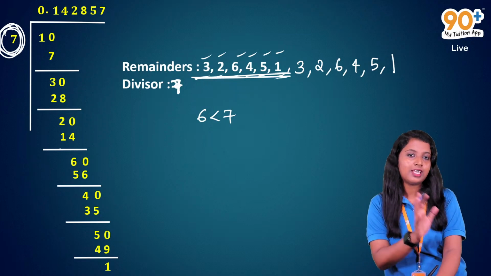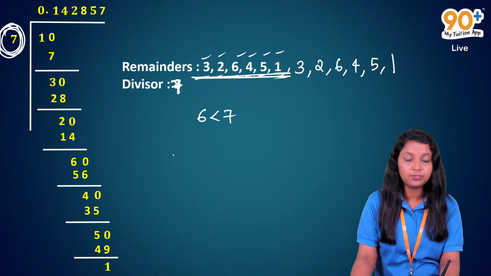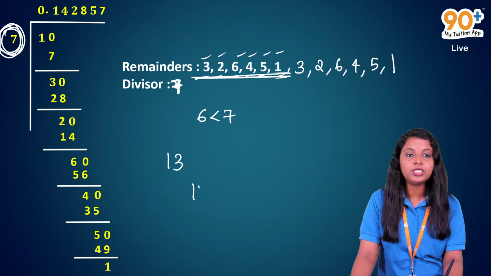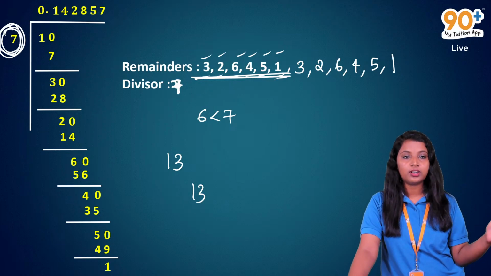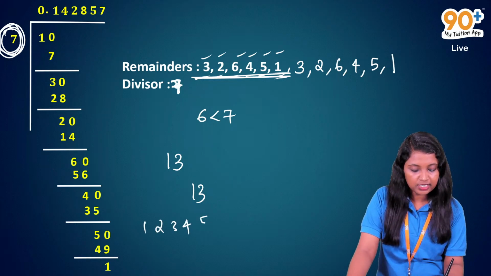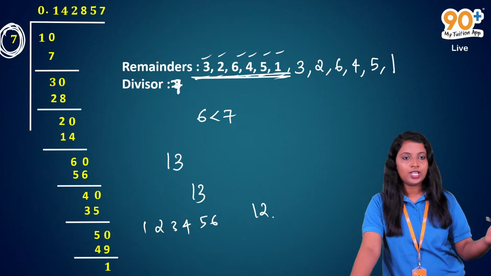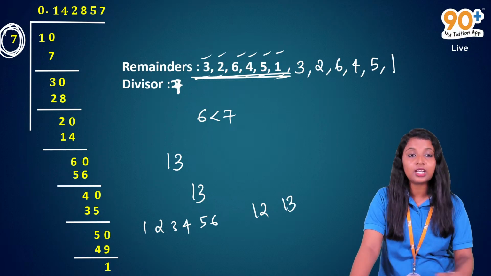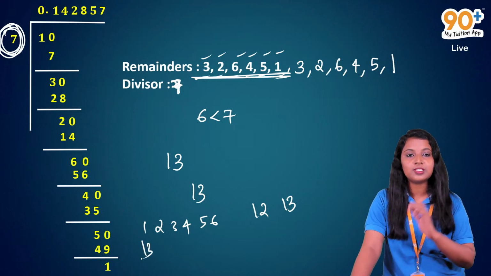So you have to check for 7 remainders if the divisor is 7. If the divisor is 13, check for 13 remainders. It may repeat after the 12th one. Up to the 12th remainder, it was different, but from the 13th remainder, it is the same as the first one. The 13th remainder is the same as the first one.